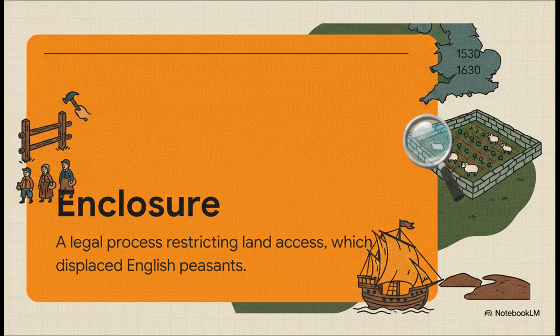Between 1530 and 1630, England went through this strict legal process that restricted land access solely to wealthy owners. Before this, everyday peasants could use communal land to plant crops or graze their livestock. Then, suddenly, they were kicked off. We are talking about roughly half of the entire rural English peasant population being completely displaced. And this massive demographic shift directly fueled the push toward colonial settlement.